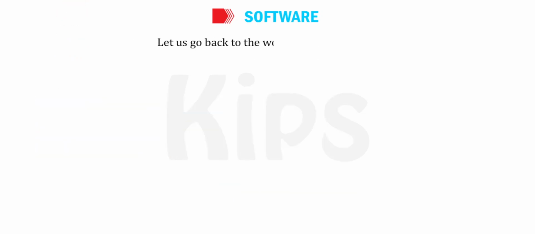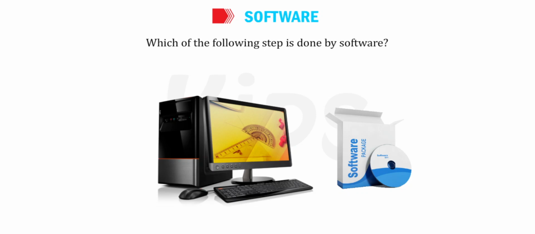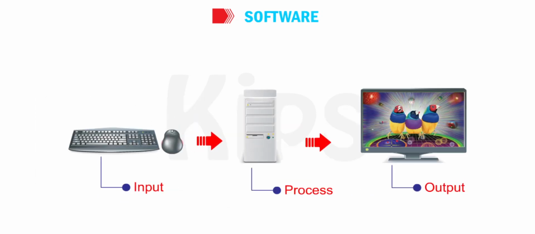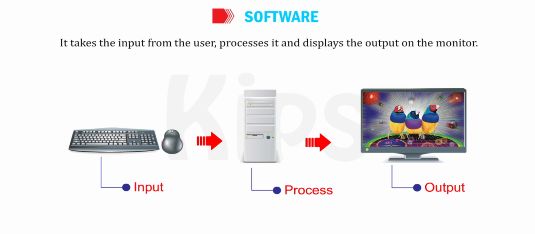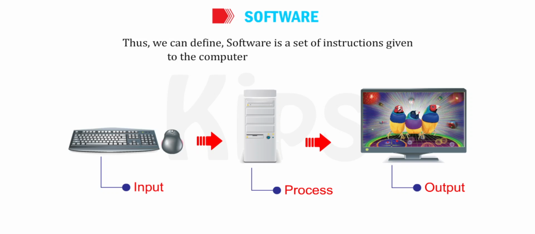Let us go back to the working of a computer. Which of the following step is done by software? Input, process, or output? Yes, processing is done by software. It takes the input from the user, processes it, and displays the output on the monitor. Thus, we can define software as a set of instructions given to the computer to do a particular work.